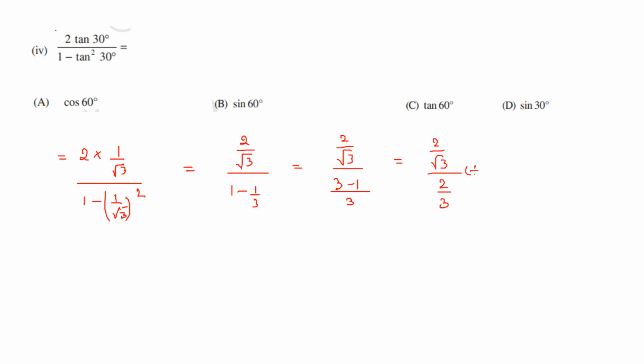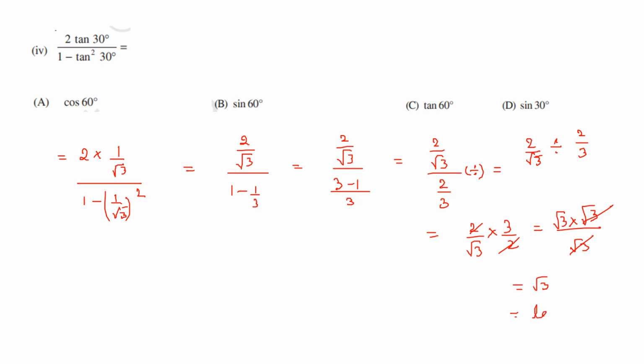Now this is your division line. So 2 by root 3 divided by 2 by 3. So 2 by root 3 into 3 by 2. So 2 cancels. 3 I can write as root 3 into root 3, divided by root 3. So root 3 cancels. So the answer is root 3. And root 3 is the value of tan 60 degree, isn't it? Tan 60 degree value is root 3. So the correct option is option C. So this is all about your question number 2. Now next we will do question number 3.